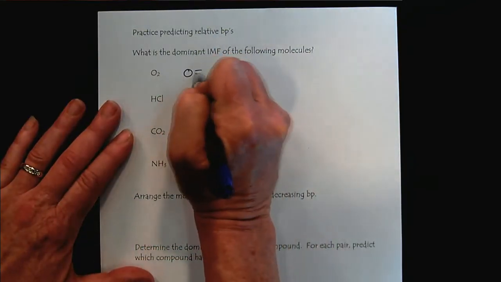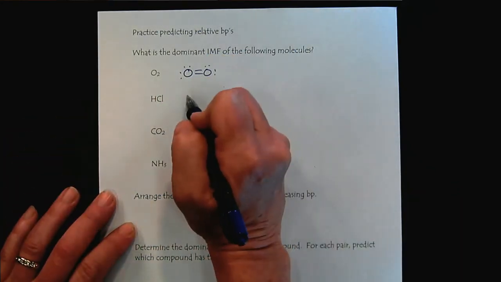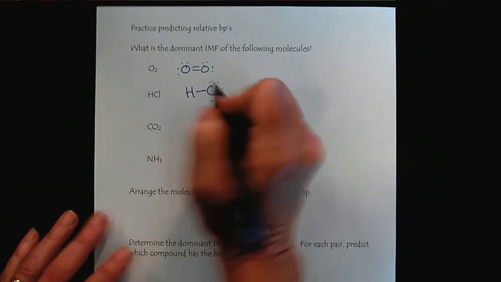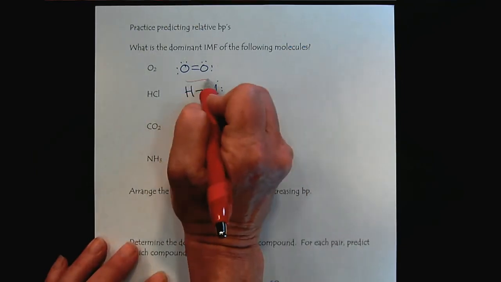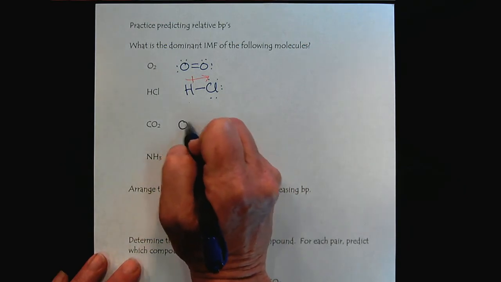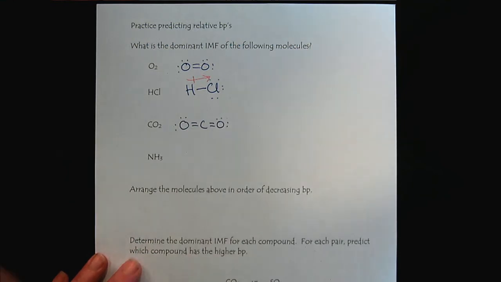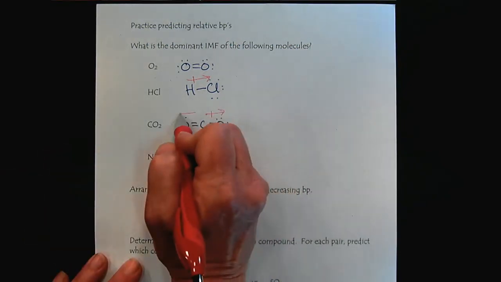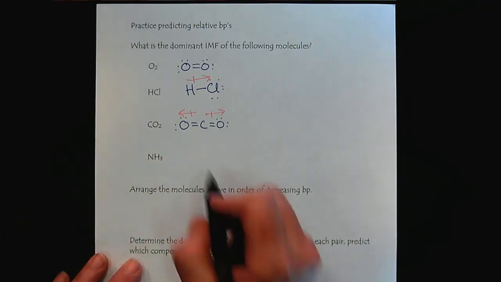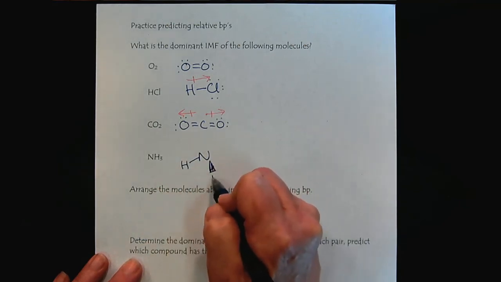Oxygen, of course, is going to be nonpolar because we have two identical atoms. Hydrochloric acid will be polar because the chlorine atom has greater electronegativity than the hydrogen. Carbon dioxide, of course, has two polar bonds, but we have reviewed that they cancel to create a nonpolar molecule. And then last but not least, we'll write the three-dimensional shape of ammonia.